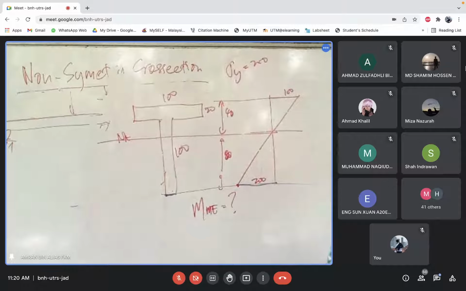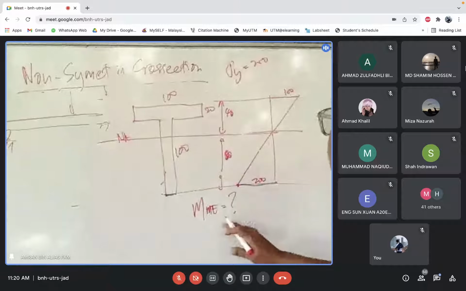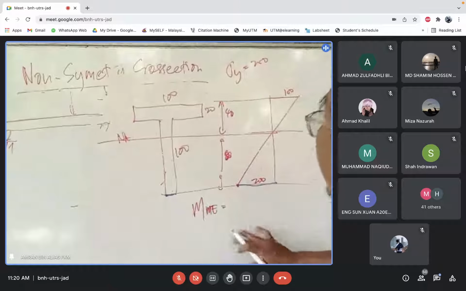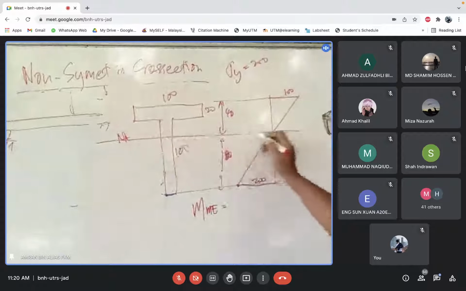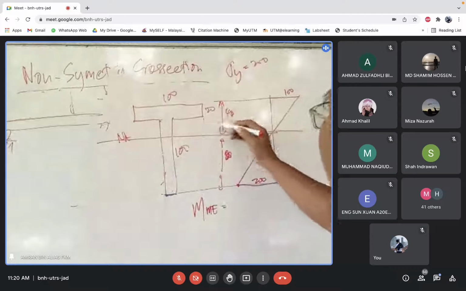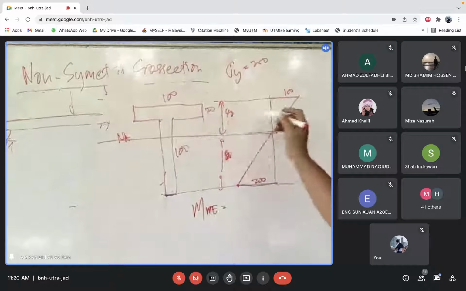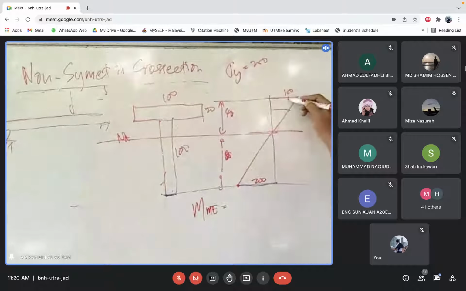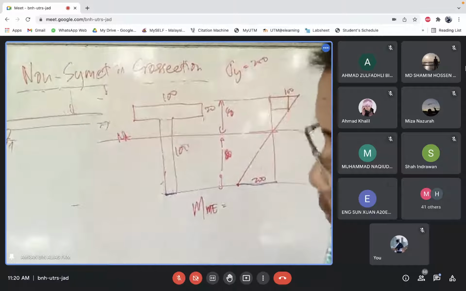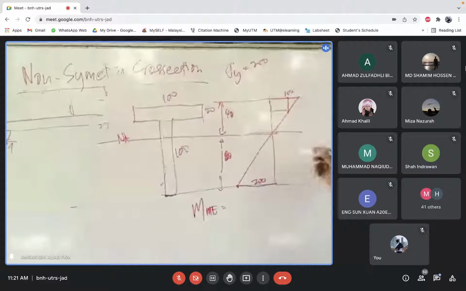Are you with me? Yes. So how to get that moment? Same again, because we know the neutral axis there. So this 20. So how to get the force? Break into area, remember that? That area, break into triangle and trapezium. Are you with me there? Yes. So, very quick there.